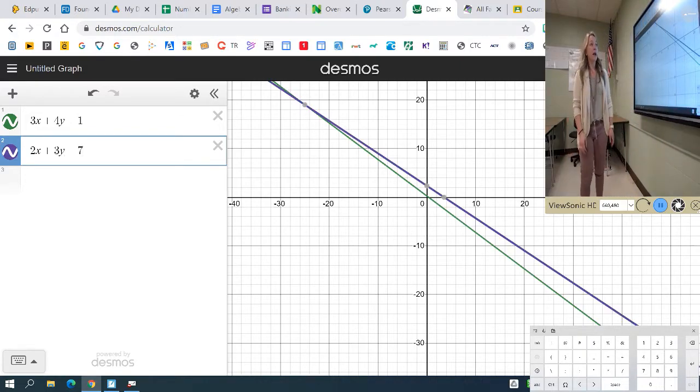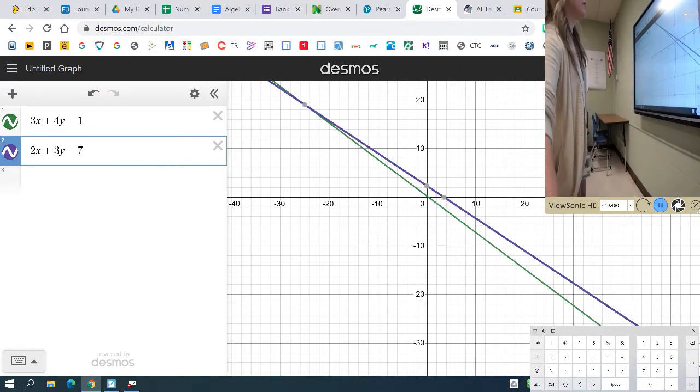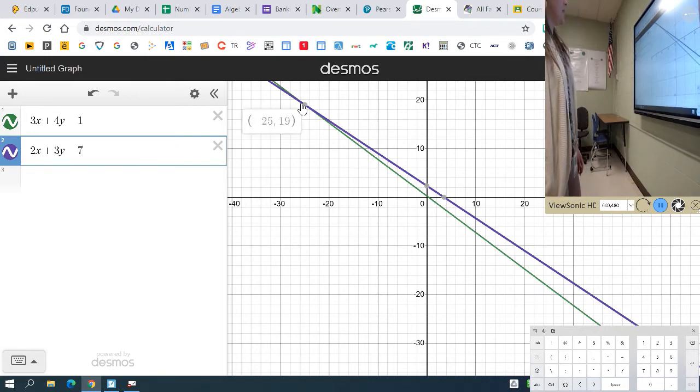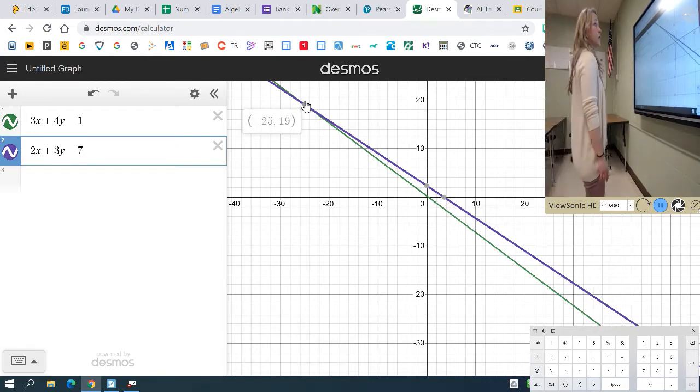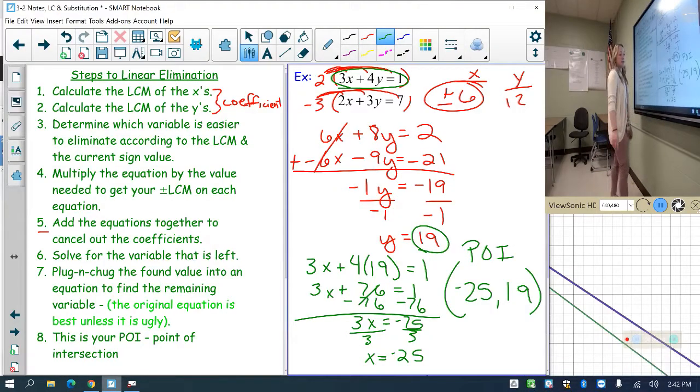Okay, and there we have it. Now, if we were to put our cursor over that intersection up here, we would see that it's negative 25, 19, which is exactly what we had. So you can use Desmos to check your answer if needed.